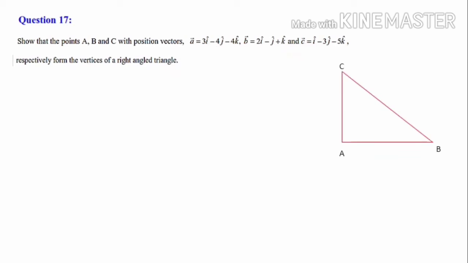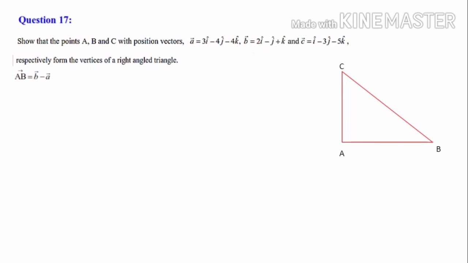So let's have a rough sketch of a right angle triangle. And here the plan is, we have to find out the magnitude of AB, the magnitude of BC and the magnitude of AC. And then we have to prove that this AB, BC and AC satisfy the Pythagoras theorem. Then we can say that A, B and C are the vertices of a right angle triangle, or the given position vectors form the vertices of a right angle triangle. So first of all, let's go for calculating vector AB. Vector AB is the position vector of B minus position vector of A.